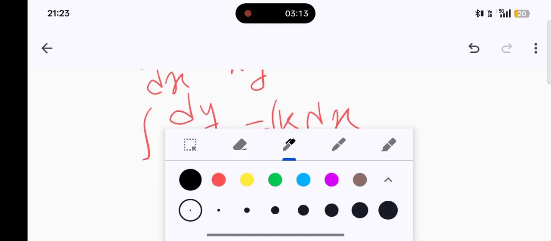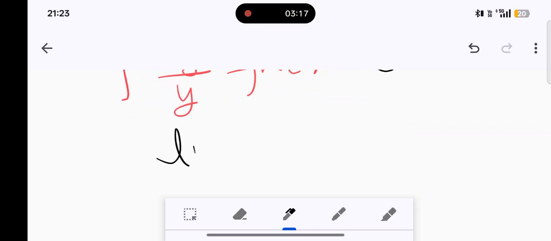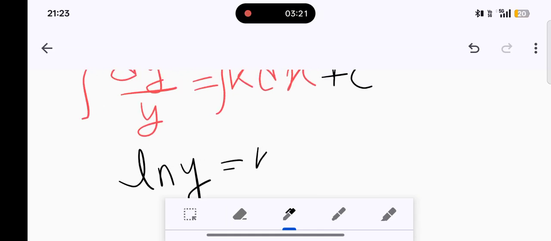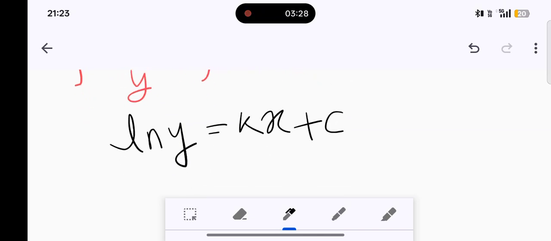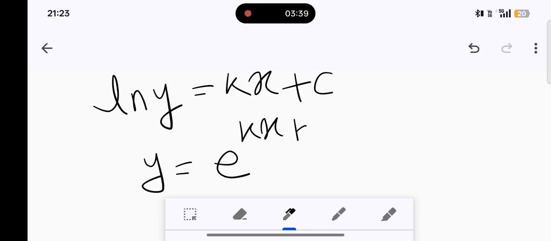After integration I have to add a constant, and integration of 1 by y is what? Ln y equals k, which is a constant, into x. Integration of dx is x plus c. Now this is the solution of this differential equation. You can simplify further, like y equals e to the power kx plus c. Right? So you can understand, right?